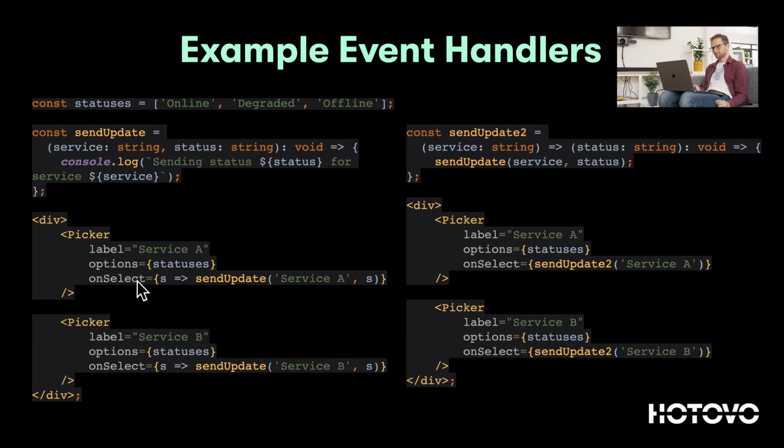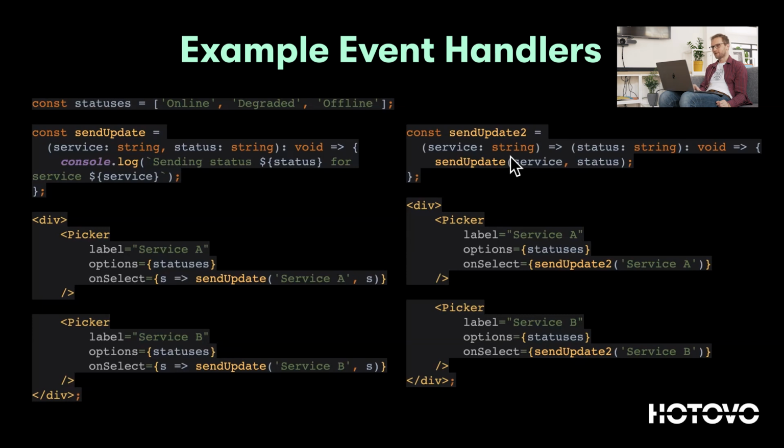Now onSelect is itself a higher order function that takes a function. So this is a lambda syntax. S is the selected value, and I can do something with it. So I would call the sendUpdate function with service A and S as the selected status. For service B, same thing. Now I can rewrite this.